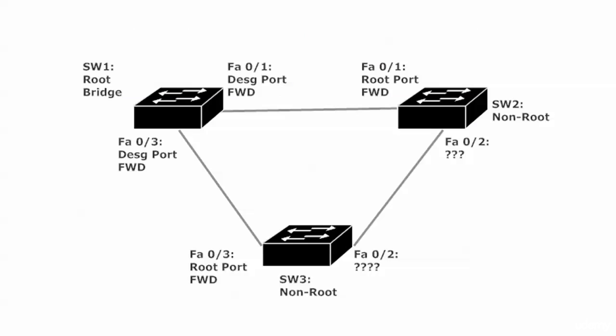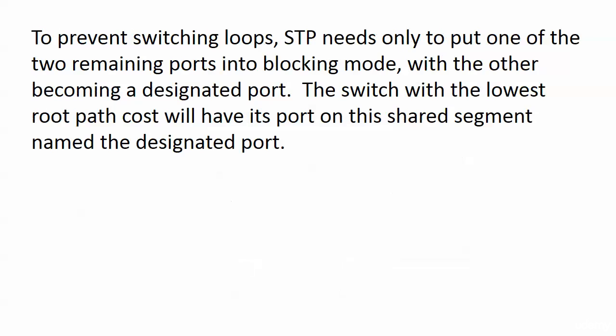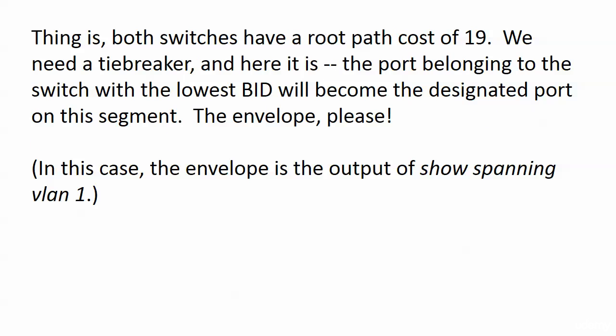Same thing goes for switch 2. Switch 1 originates a BPDU. Switch 2 gets it on fast Ethernet 1, sees it as an RPC of 0, tacks on 19 for the port that it came in on, and you got a cost of 19. So now what? What are we going to do? We need a tiebreaker, and we only have one tiebreaker here. The port belonging to the switch with the lowest bid will become the designated port on this segment. Ta-da! The envelope, please. And what we need here actually is the output of show spanning VLAN 1.